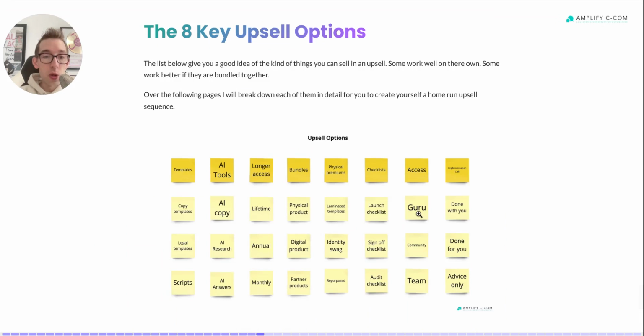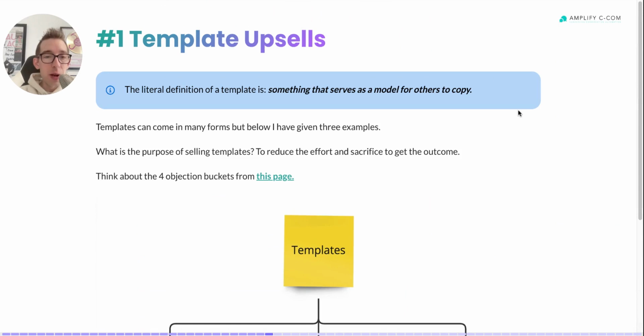Okay. So what should I sell? Well, here are the 8 key upsell options. Over the following pages, I'm going to break down each of them in detail so you can have that home run upsell, right? So templated upsells.